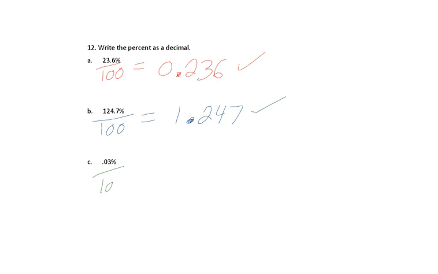Write the percent as a decimal. If you want to change percent to decimal, that always means divide by 100. 23.6 divided by 100 is 0.236. 124.7 divided by 100 is 1.247. 0.03 divided by 100 is 0.0003. That's it for that.